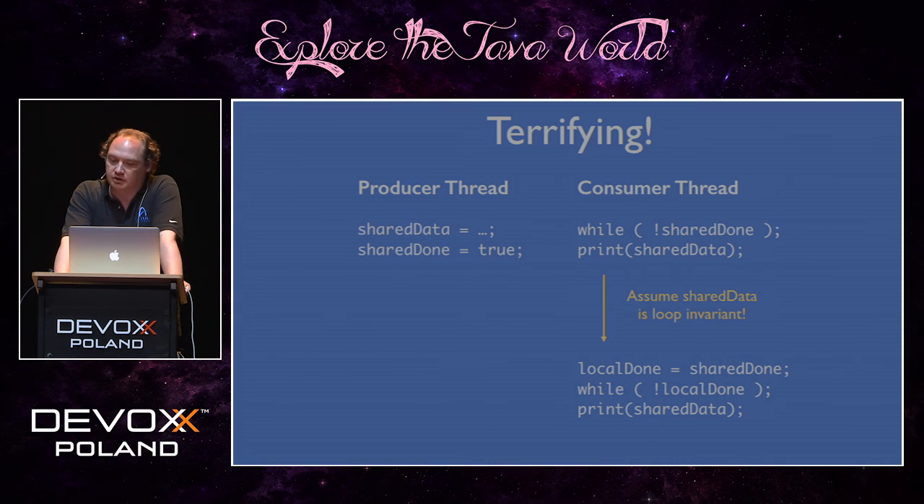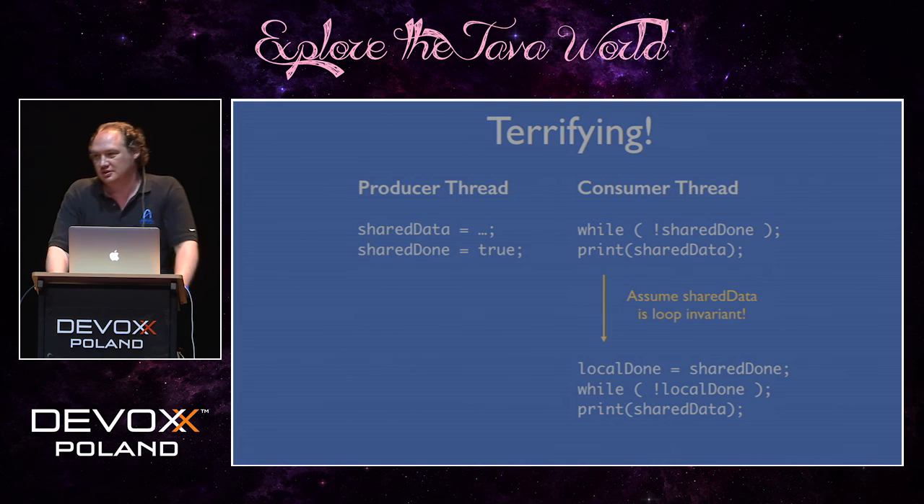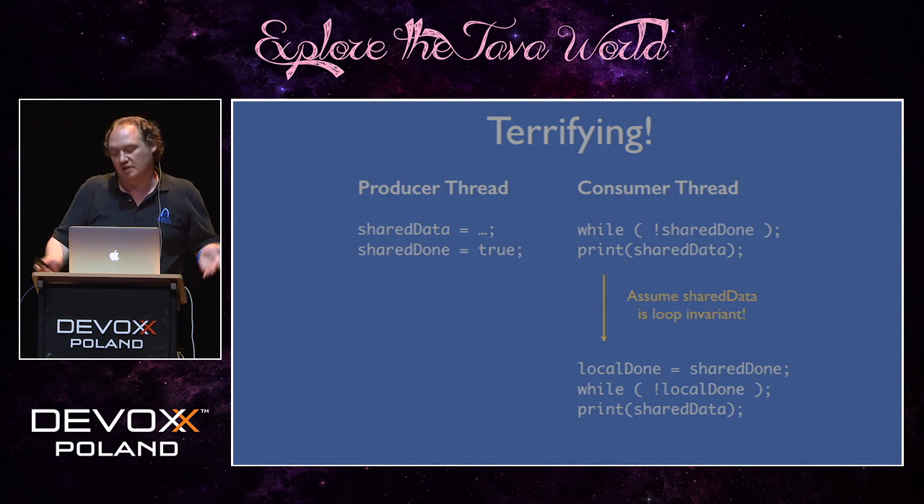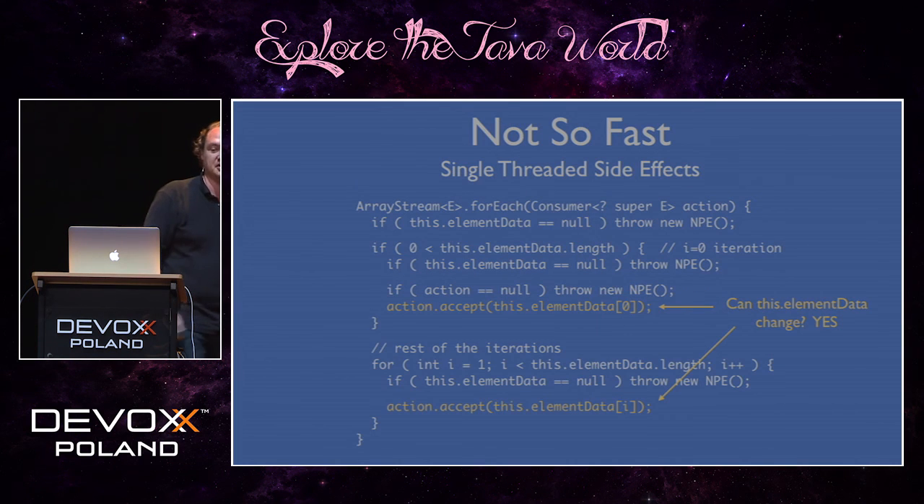It's actually legal in the consumer thread example on the right to say, rather than reloading shared done over and over again, you didn't tell me another thread can change it, so I guess it can't change. So I'll just store it in a local variable, and if it was false, you'll just spin forever. That is perfectly okay according to the language specification. In C, this is actually undefined behavior, and the compiler is free to burn down your house. That's an acceptable implementation. In Java, you just spin indefinitely. That's an acceptable implementation.